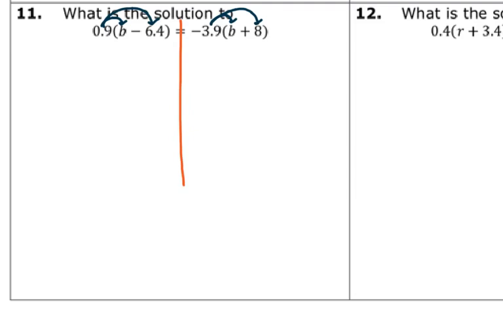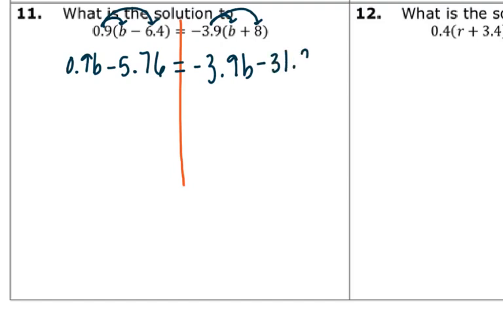So I begin with a 0.9b. 0.9 times 6.4 is going to be a minus 5.76. On the right side, negative 3.9b. Negative 3.9 and a positive 8 is a minus 31.2. We got rid of parentheses.